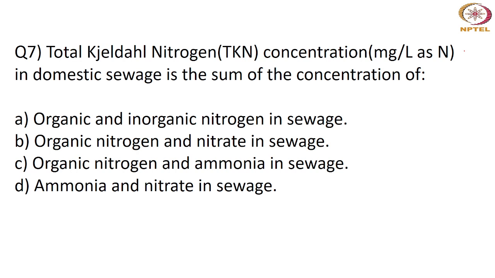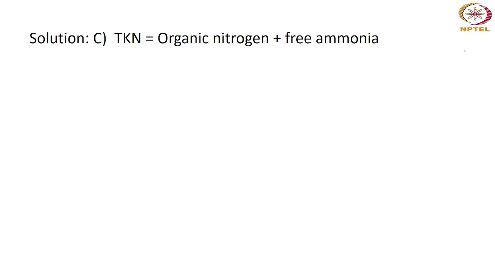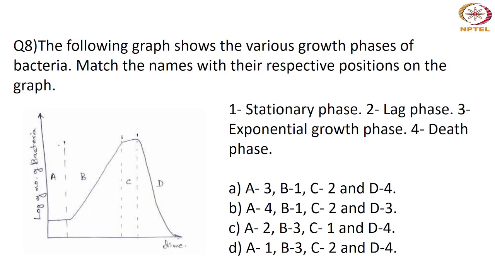C option. Okay, thank you, Vijita. We'll go for the solution. So the correct option is C. TKN equals organic nitrogen plus free ammonia. That's what TKN means. Next, again, a conceptual question about this graph.